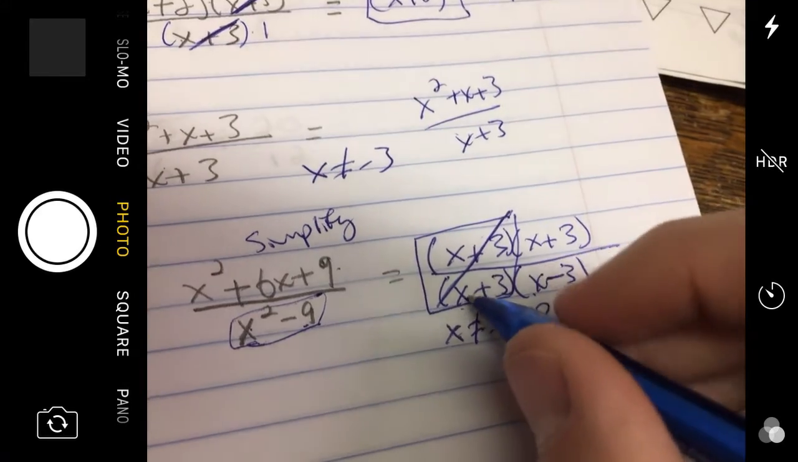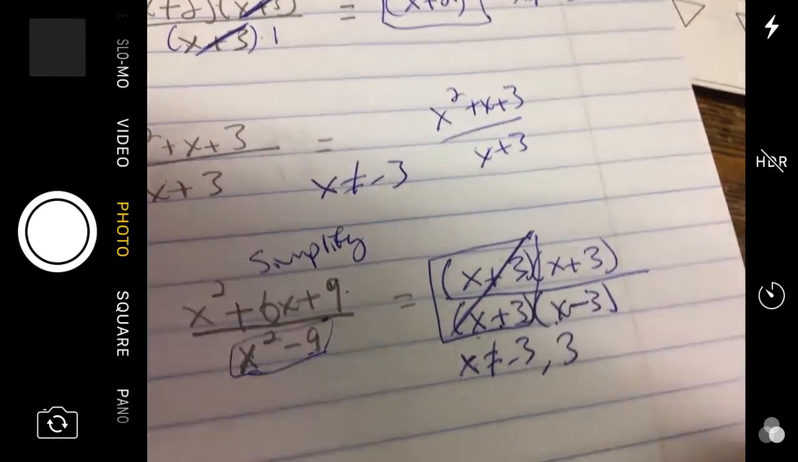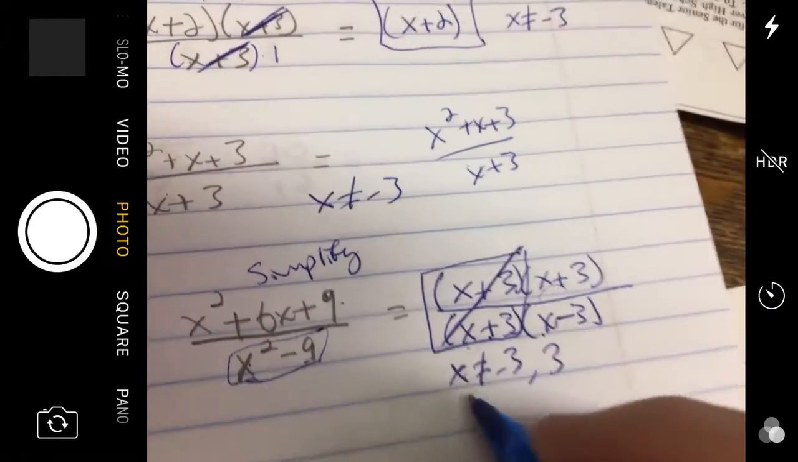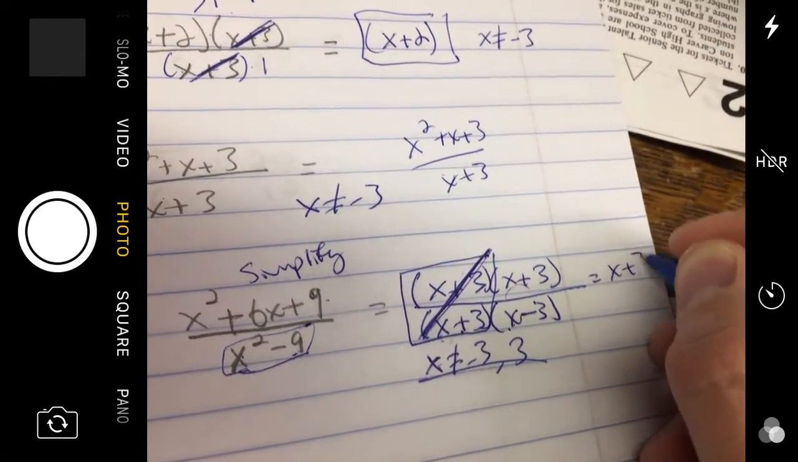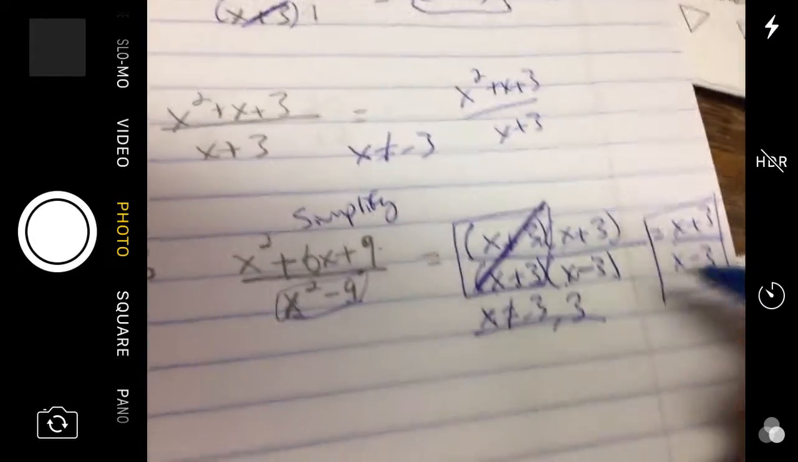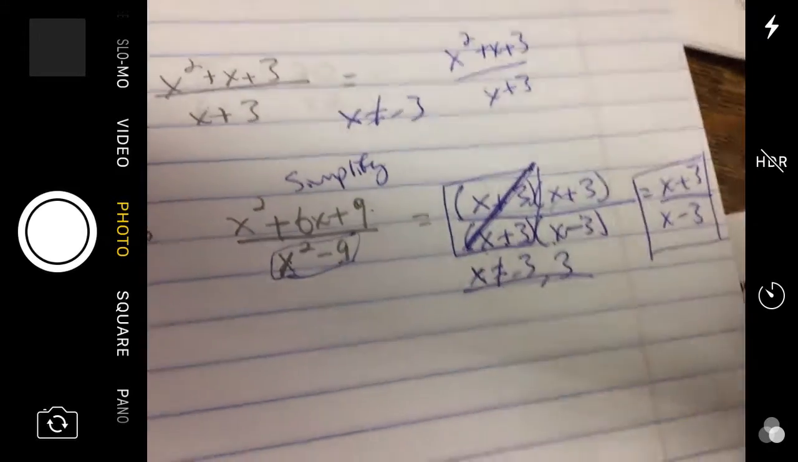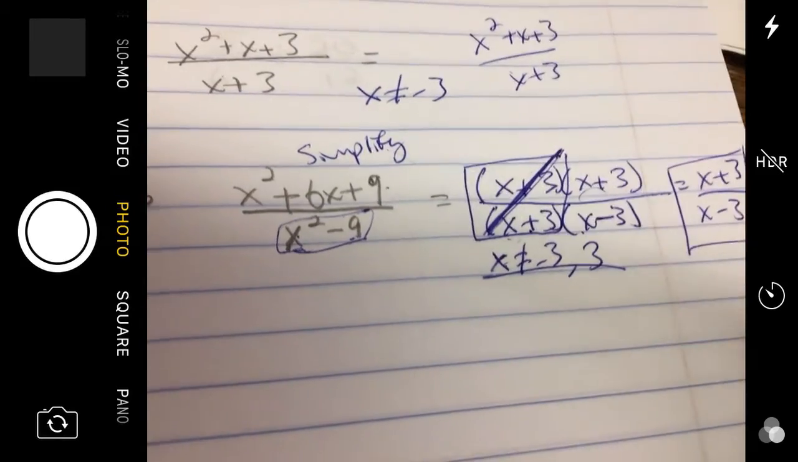Because plugging in -3 here, you divide by 0. Or if you plug a 3 in here, you're dividing by 0. So we have to make sure we list those restrictions. But those canceled away, and our final answer is just x plus 3 over x minus 3. And that was it. So basically that's what we're doing up here, but you're adding in this first process of factoring everything. This is very, very common in pre-calculus and calculus. So that was 376A. So you need to go do 376B, C, and D.